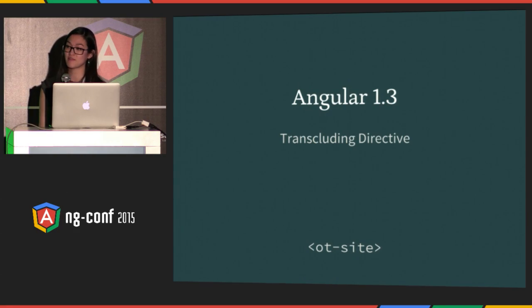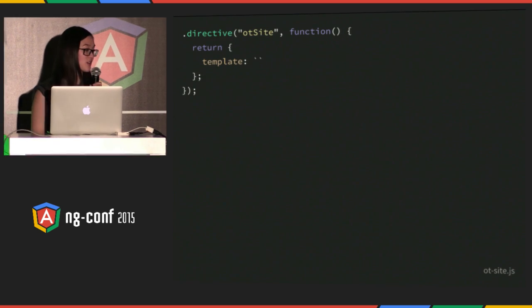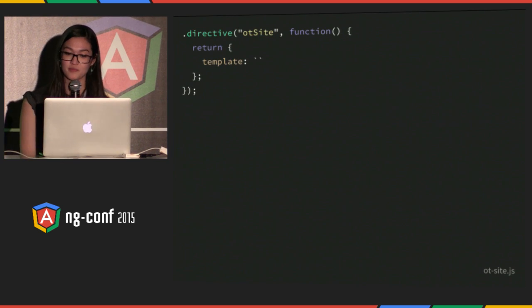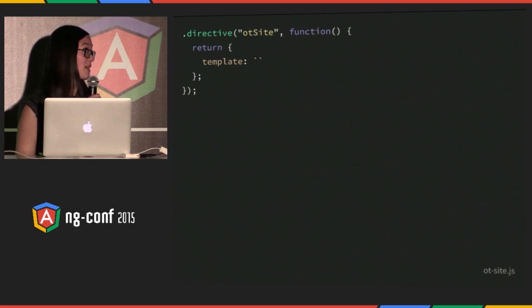Hi, everyone. So now that we've built the OT site web component, I'll show you how to achieve the same effect with a normal Angular 1.3 directive. So to understand how that works, we're going to build it together from scratch. I've started us out with a basic directive definition. At this point, it only has a name, OT site. So let's get started by adding a template.